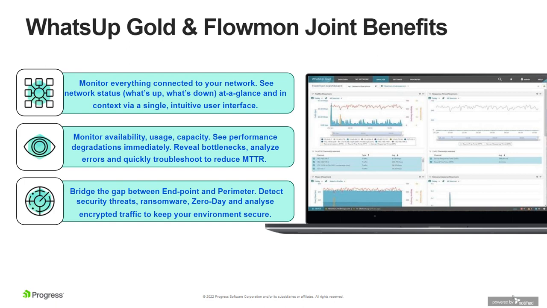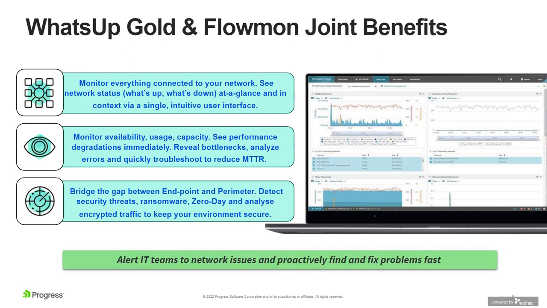And again, you've got an alerting system that will let you know when something happens. And with Flowmon, there are a number of automated responses that can be done. If you're, for example, finding some form of insider threat or anomalous behavior, you can set that to automatically shut that down or change it in some way or restrict access, or there's a number of different ways to do it depending on the issue. Altogether, what you have is a combined tool that will alert IT teams to network issues and proactively help them to find and fix problems fast.